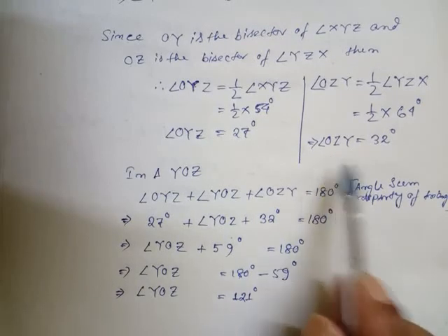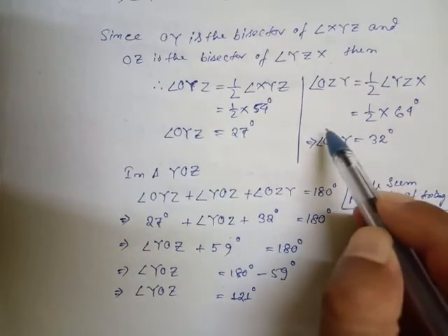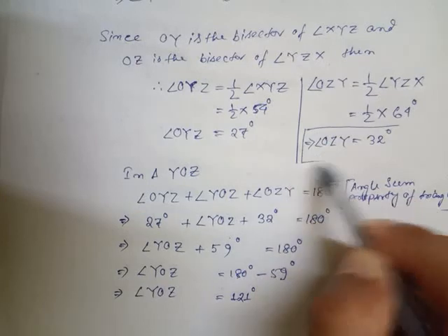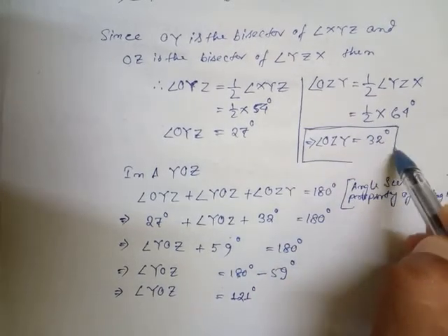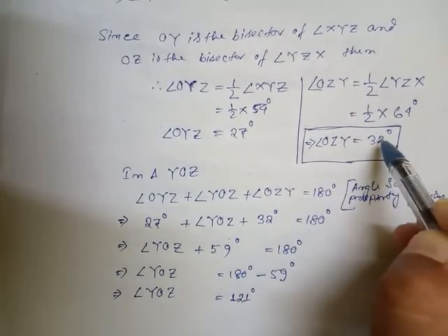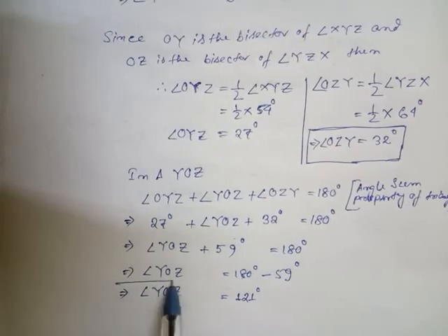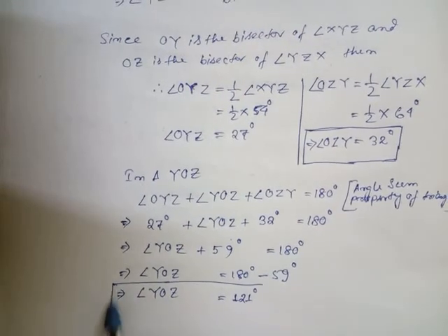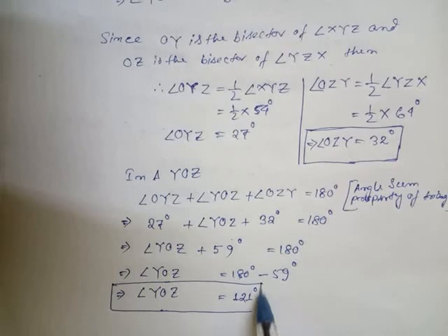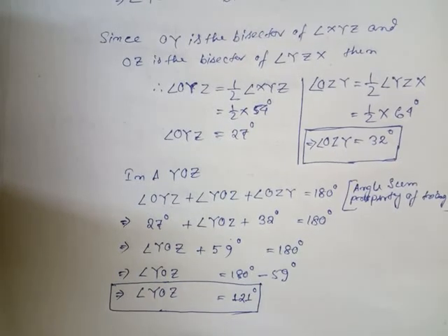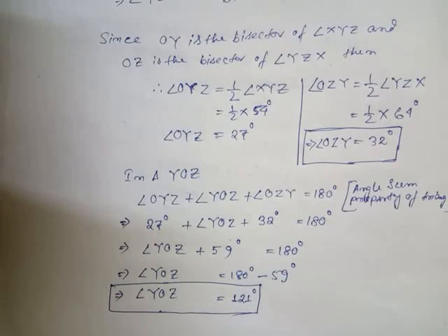So this one is our first answer which we had to find out, I am giving the box here. That's why giving the box here 32 degrees, and the last one is giving one more box here to indicate that this is the second answer of the same question. So the answer is YOZ equals 121 degrees. This is the answer of question number 2.